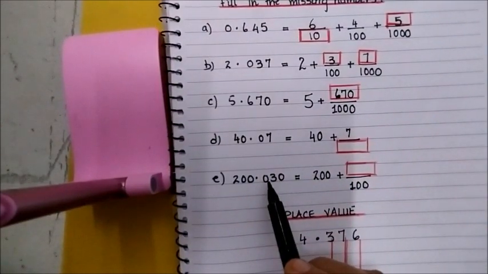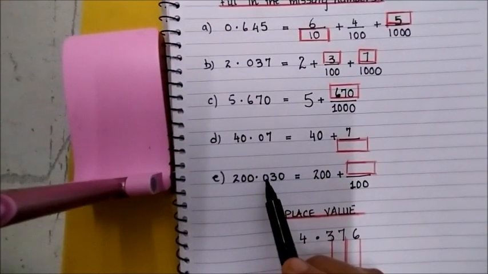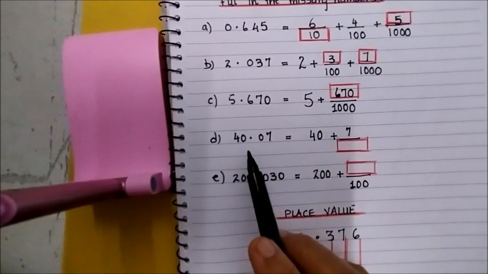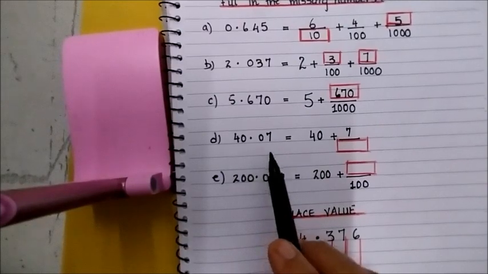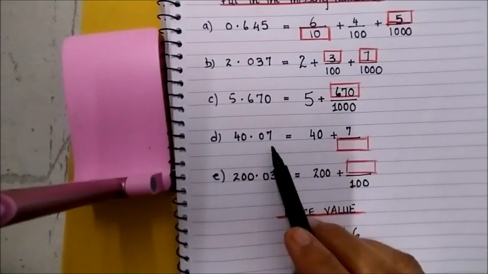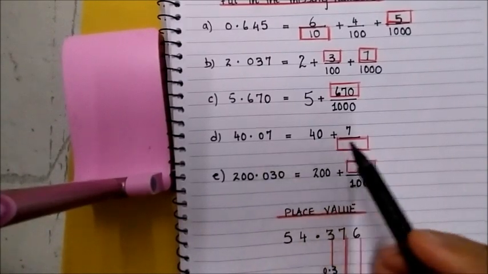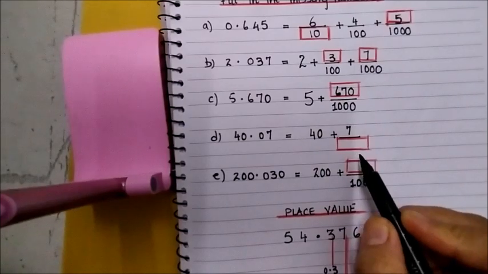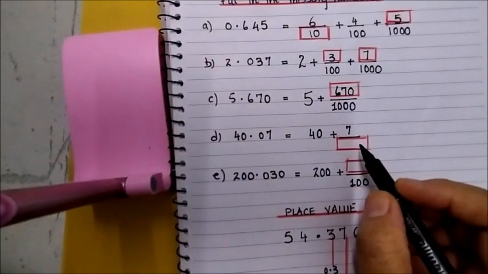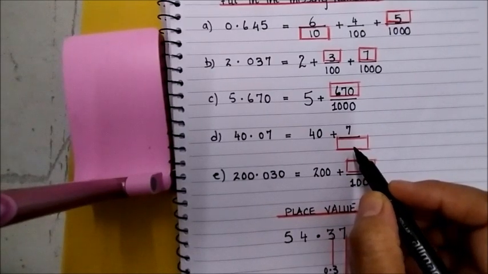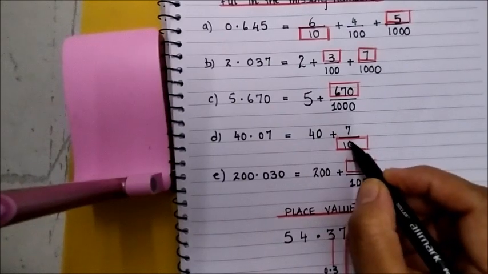Let's move on to the fourth question. Over here, we can see the whole number. 40 is your whole number, and 7 is standing on the hundredths place, but there is no tenth here. So what will I do now? I will write down 100 below, because it is standing on the 100th place. So I'm going to write down 100 here.